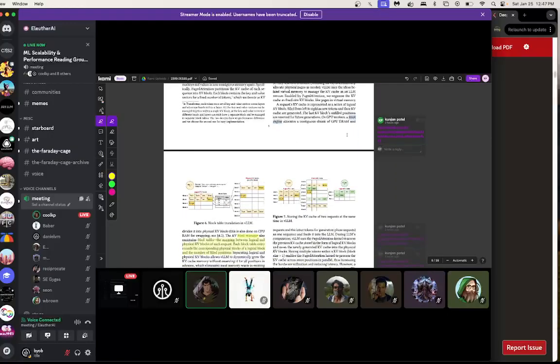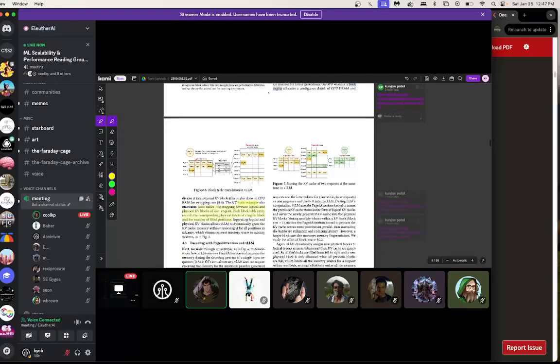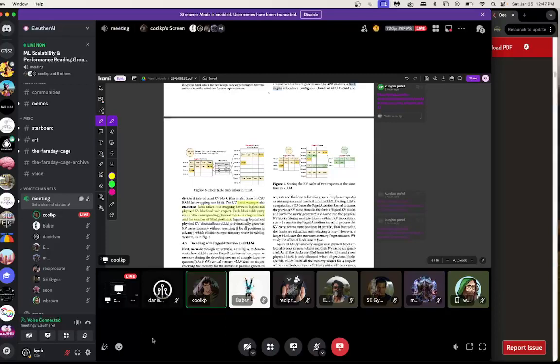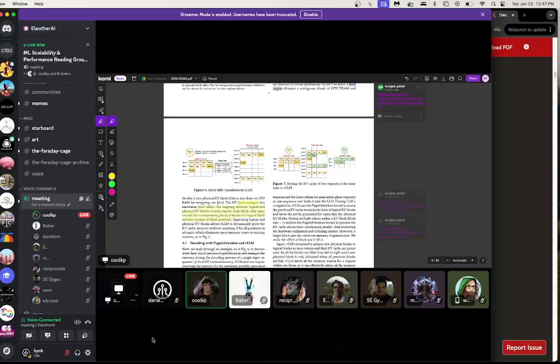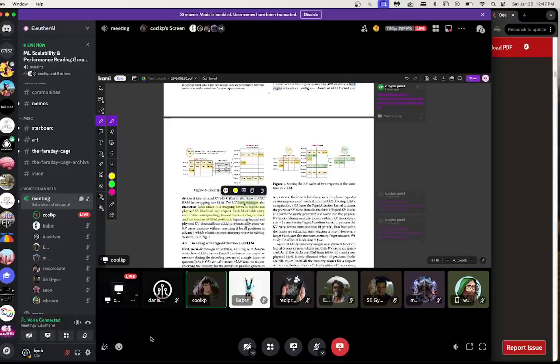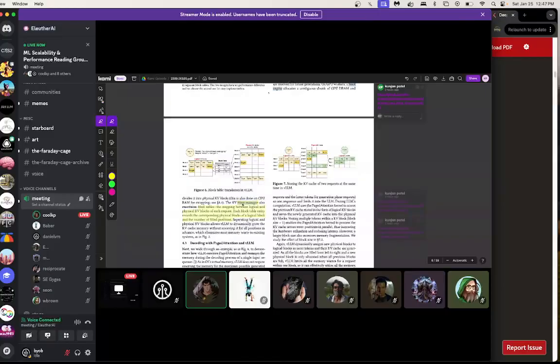On GPU workers, a block engine allocates a contiguous chunk of GPU DRAM and divides it into physical KV blocks. This is also done on CPU RAM for swapping. The KV block manager also maintains block tables mapping between logical and physical blocks of each request. Each block table entry records the corresponding physical blocks of a logical block and the number of filled positions.